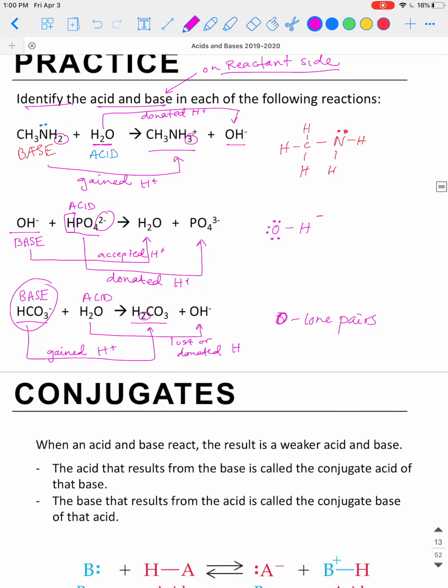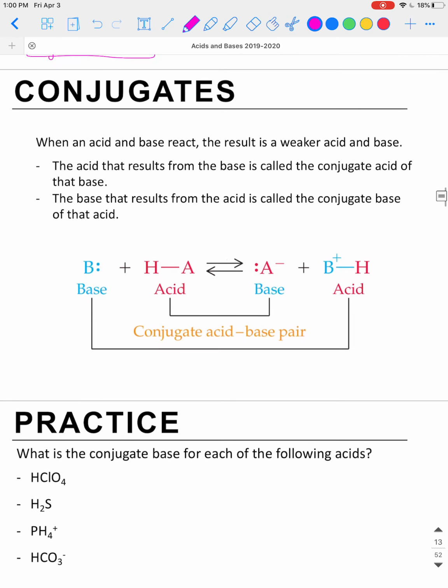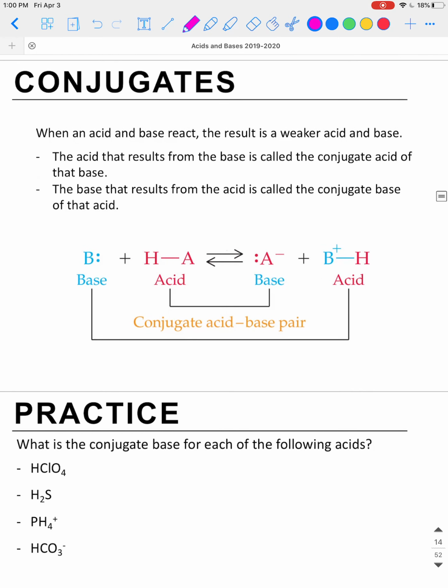So if you notice, when we label the acid and the base, we are only on the reactant side. Now we're going to learn how to label the items on the product side. When an acid and a base react, what they form, the products, is a weaker acid and base. And to clarify how we know that, the acid that results from the base we call the conjugate acid.